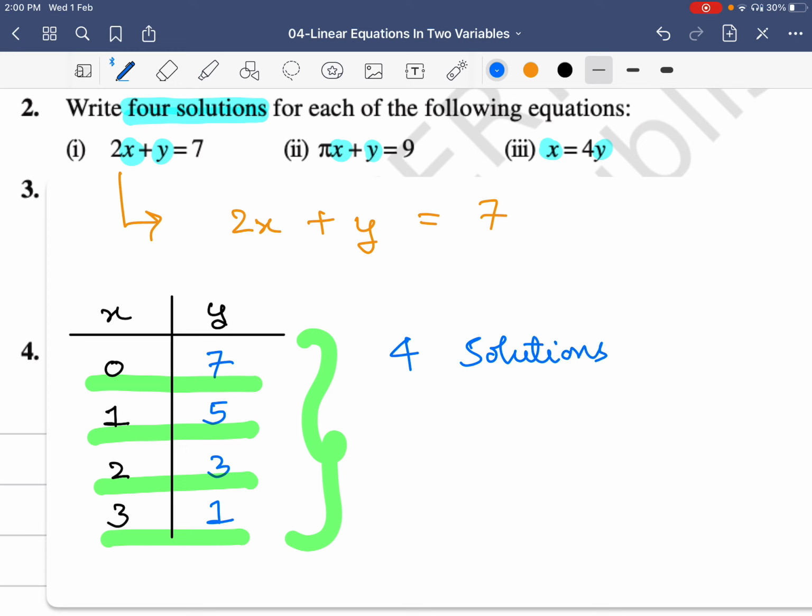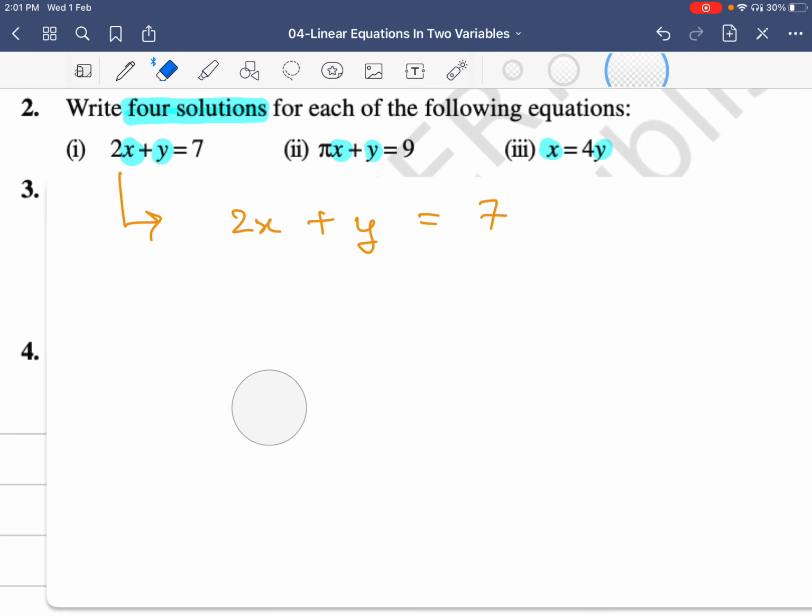So we can take any random value for x. We can even take negative numbers and we can even take rational numbers. You can take negative numbers, rational numbers, positive numbers, whatever numbers possible. You can put them as x and you'll get the corresponding value of y. In a very similar fashion, we will solve the second and third problems also, which I'm not going to do. So we are going to skip that and erase all these things.